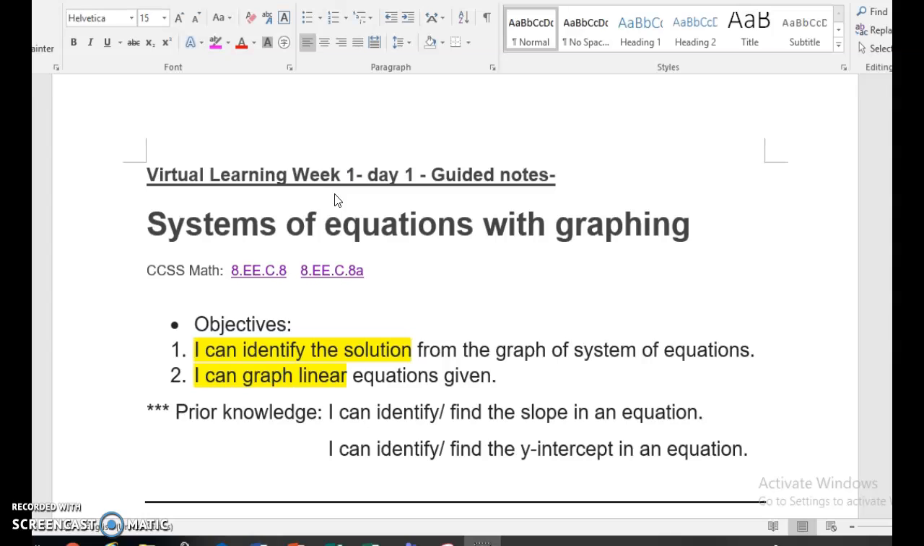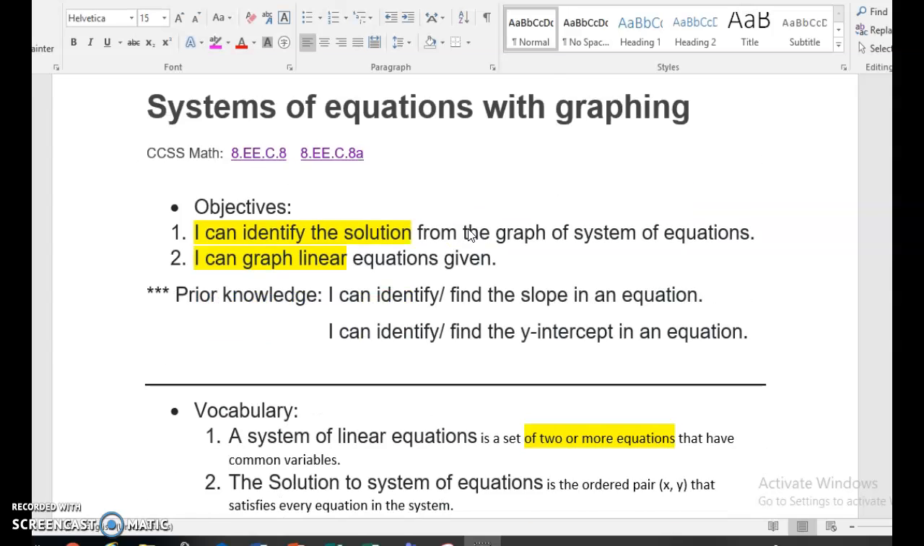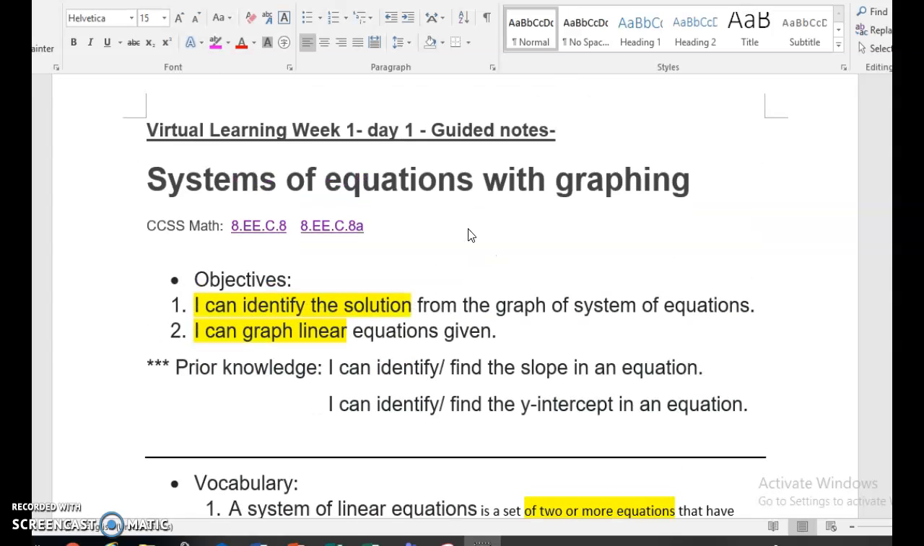Okay, today we're going to talk about systems of equations with graphing. All right, and today is our first day of virtual learning, week 1, day 1, guided notes. If you have been practicing all this through our Remind, you kind of know that we covered pretty much a lot of basics. Okay, systems of equations with graphing. Our objectives: I can identify the solution from a graph of a system of equations, and I can graph linear equations.